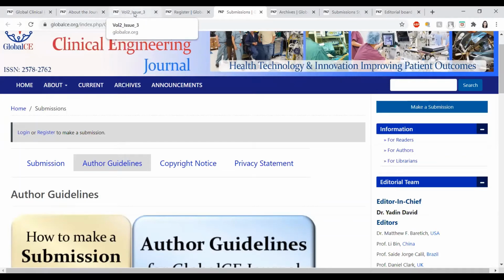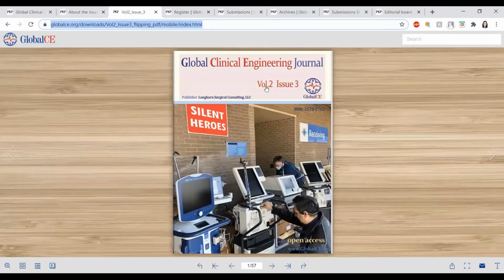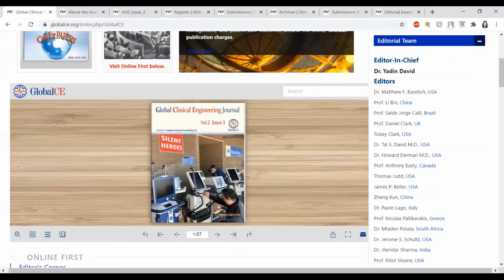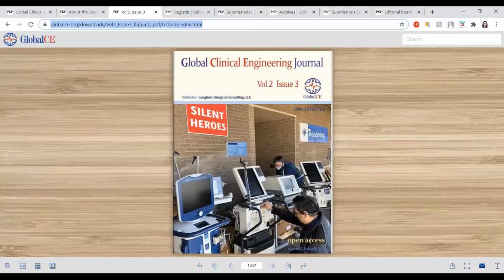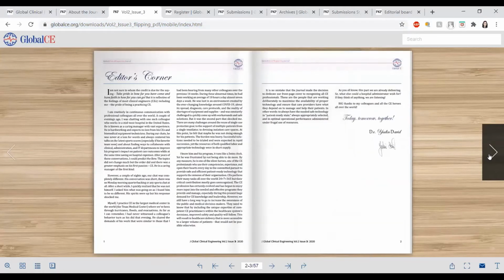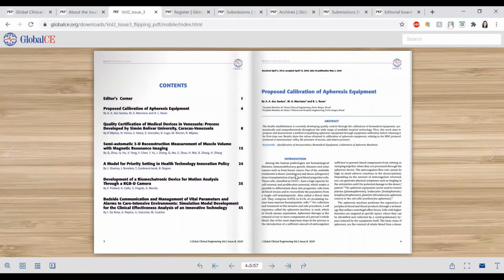If you are coming to our website and you look at the home page and you blow it up to a full view, you will see the current issue celebrating clinical engineers around the world as silent heroes. And you can flip the pages, just like holding a real physical journal, and you will have hot links directly to every published article, to all the references and all the tables. You can have it immediately in front of you.